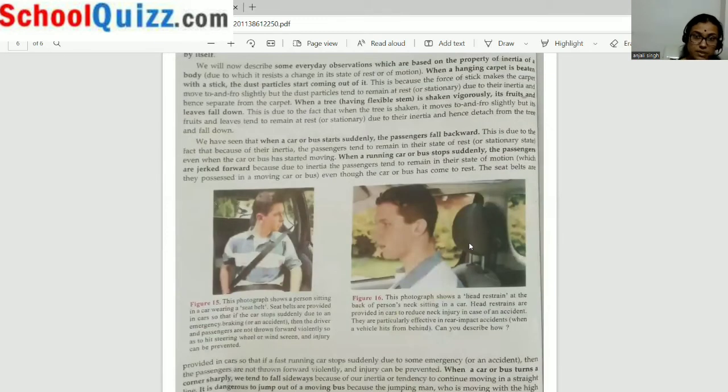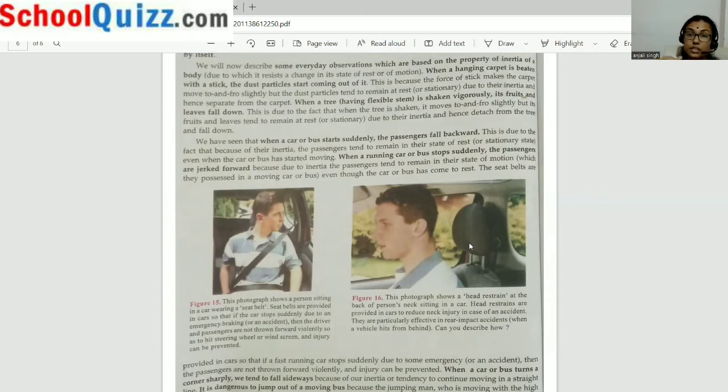The first example: this photograph shows a person sitting in a car wearing a seat belt. Seat belts are provided in the car so that if a car stops suddenly due to an emergency brake, when a driver applies an emergency brake, the car comes to rest. Because of this sudden application of the brake, the car will be at rest, but the man will be in motion. Here you can see in the diagram.